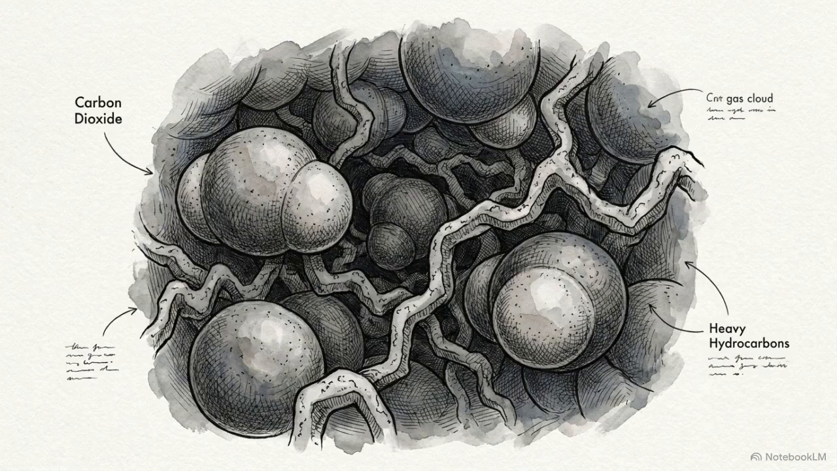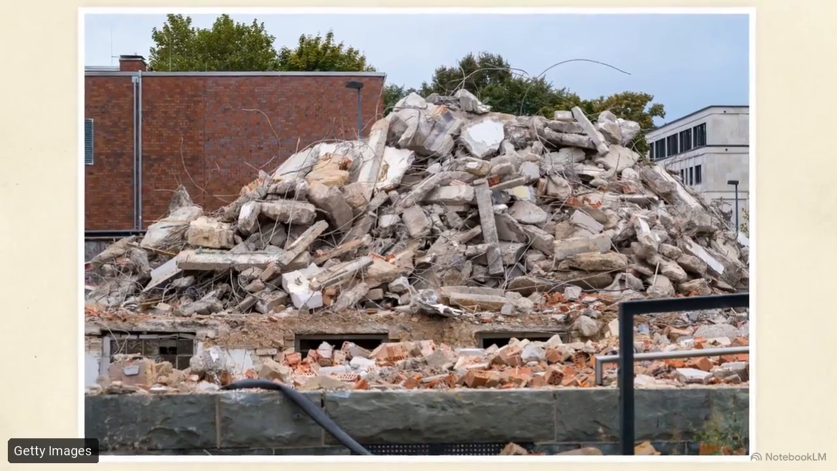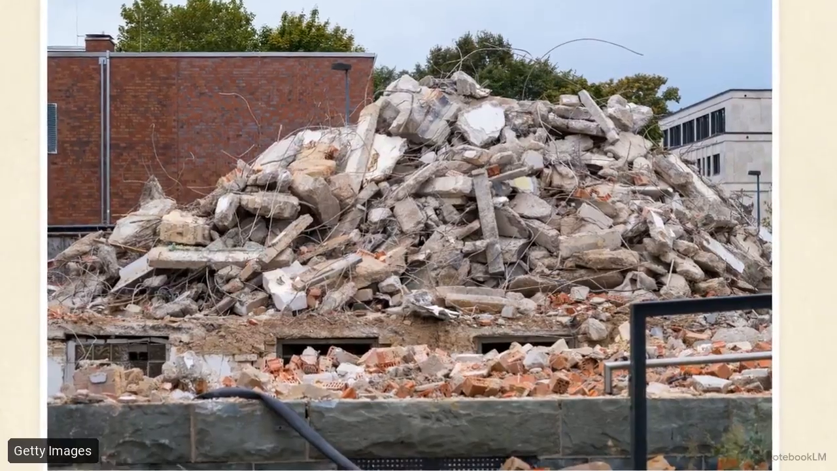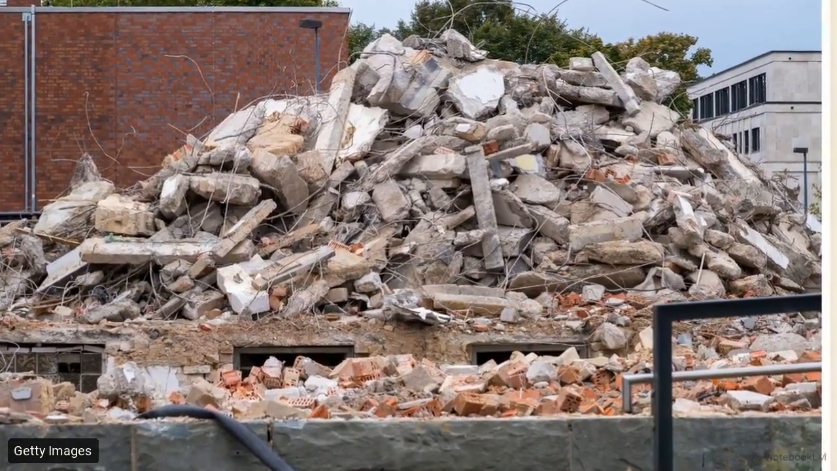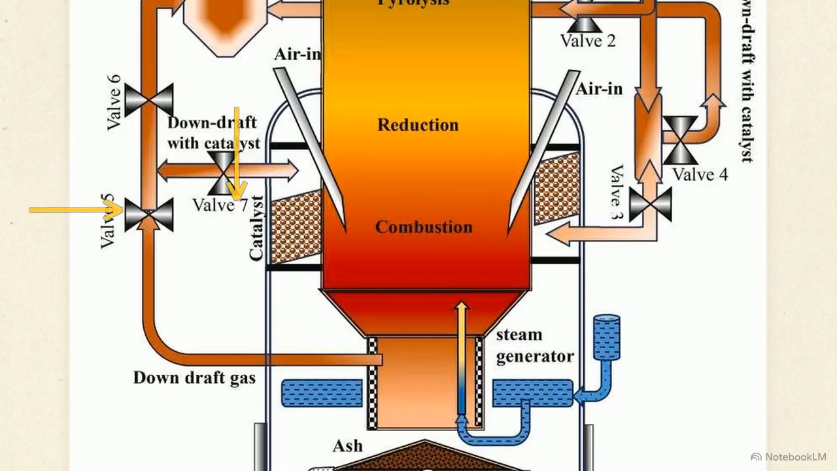Even with optimized airflow, raw producer gas carries high concentrations of non-combustible carbon dioxide and heavy hydrocarbons that dilute its energy density. To strip these out, the gasifier utilizes a concentric catalyst chamber filled with calcium oxide, sourced entirely from crushed building demolition waste. Looking at the routing logic, the operator opens valves 5 and 7.